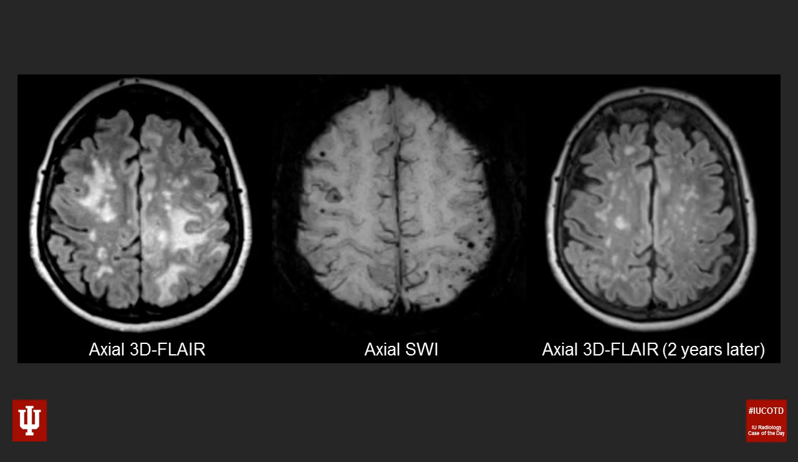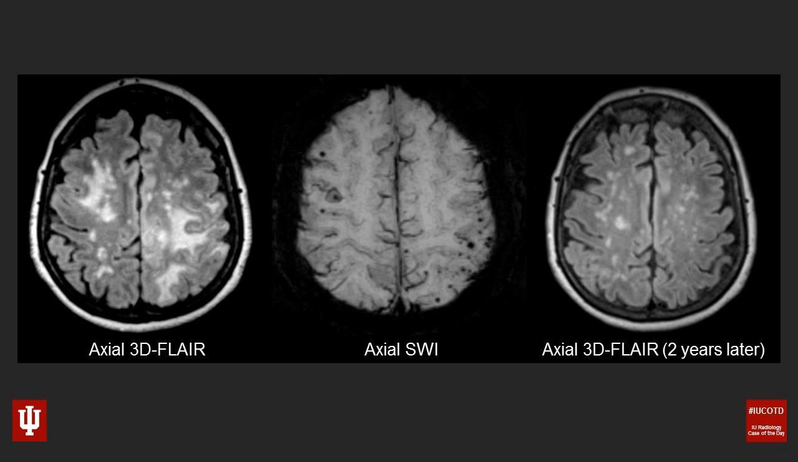So I've got three images for you to take a look at. Image on the left is an axial 3D flare. The image in the middle is an axial susceptibility weighted image. Those two images were obtained same day, same time, but the image on the right is a follow-up scan. This is an axial 3D flare. This was performed more or less 2 years after the initial scan was performed. As you can see by matching up the sulci and the gyri, these are effectively at the same slice.